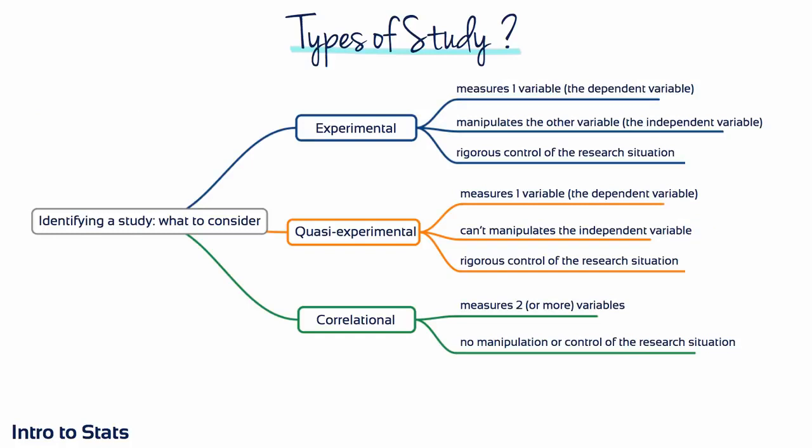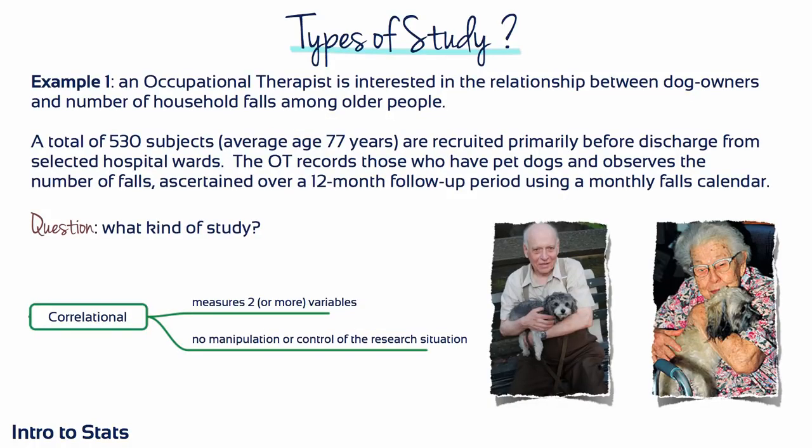The things to consider are the number of variables measured or manipulated and the degree of control. This chart can help you. In example 1, the OT is recording, or in other words measuring, two variables. Those subjects who have dogs and the number of household falls. There is no manipulation or control. The OT is not giving dogs to some people and taking them away from others. This is a correlational study.